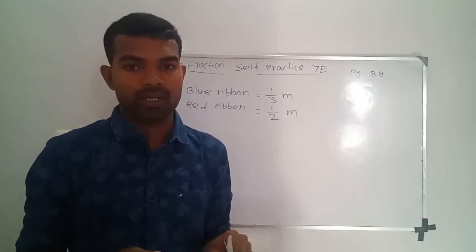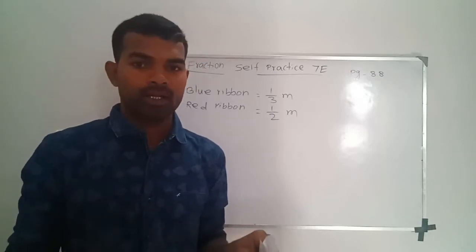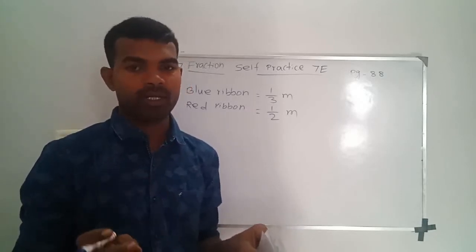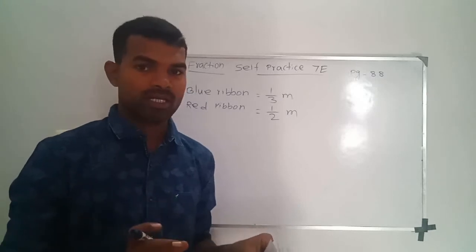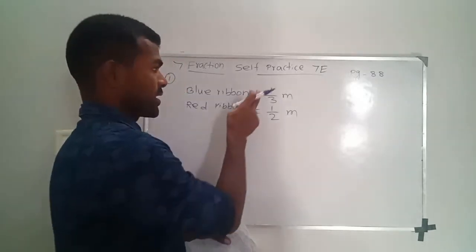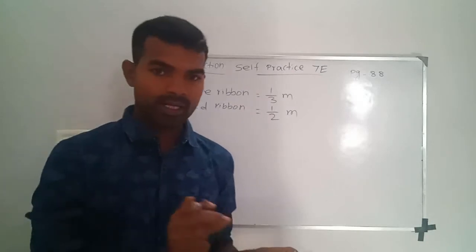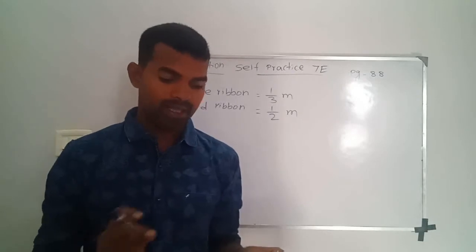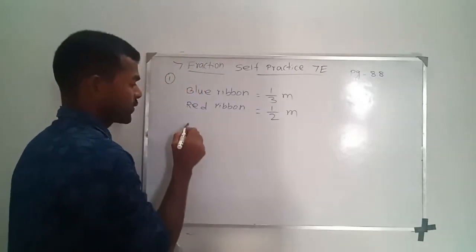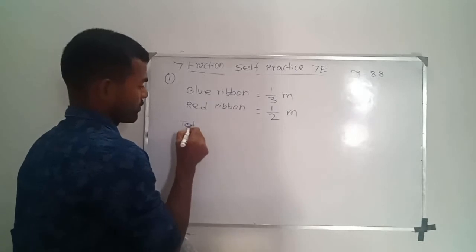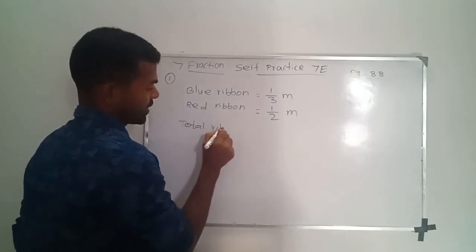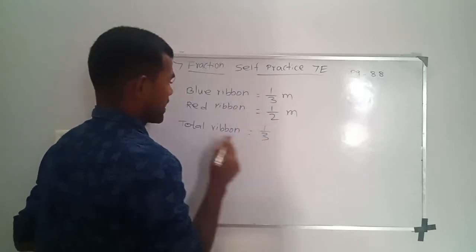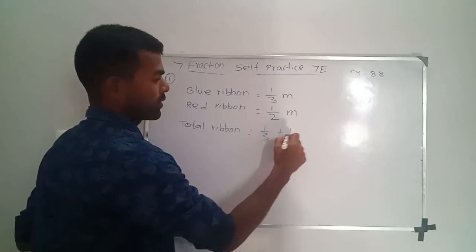So that is the total. How much blue and red? So for this question you have to do the plus, that is the addition. The question says find the addition of these two numbers. Just read the question, you will get the idea. How much blue and red ribbon does she have? So find the total ribbon with Babita. Total ribbon is blue ribbon 1 by 3 and red ribbon 1 by 2.